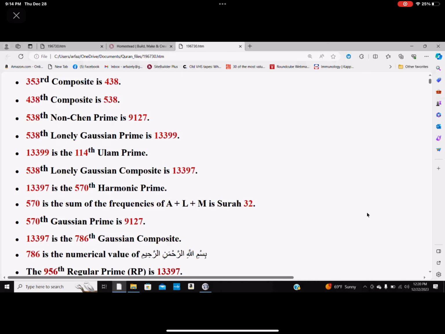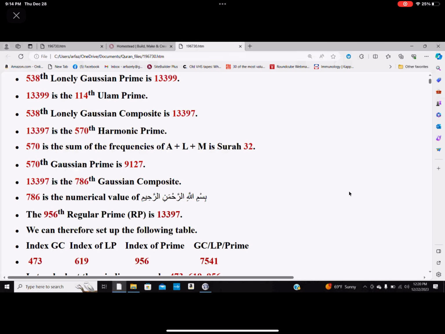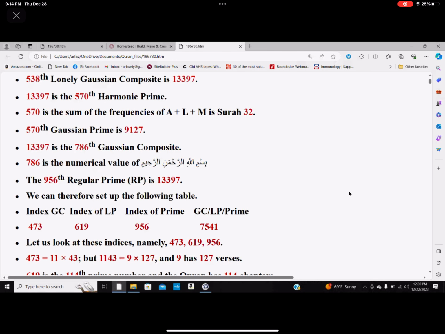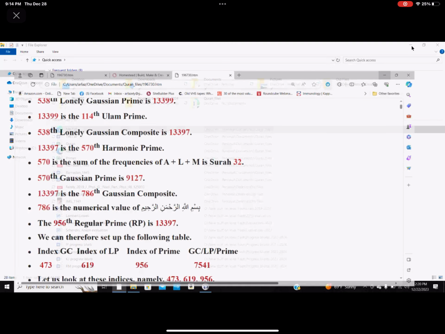Okay, so I'm going to continue on this 13397. Okay, and so it happens that this 13397 is also a regular prime. Okay, and so these things recently, by God's grace, it actually has.